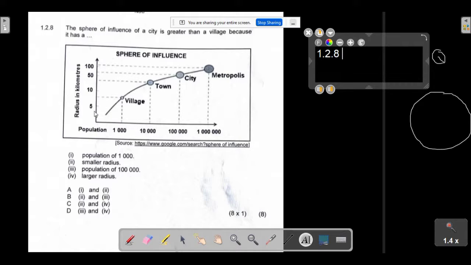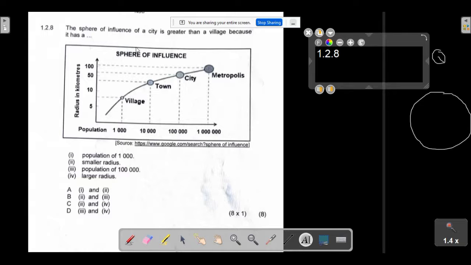So we have the radius and it increases going up, which means we're going up in terms of size. And on the x-axis we have the population, which increases as well. So a village usually has a population of 1,000 people and a radius of about maybe 7.5 kilometers. A town, more population, higher radius. City, even more population, higher radius, and so on. So as you can see, it's basically the size and also the population.